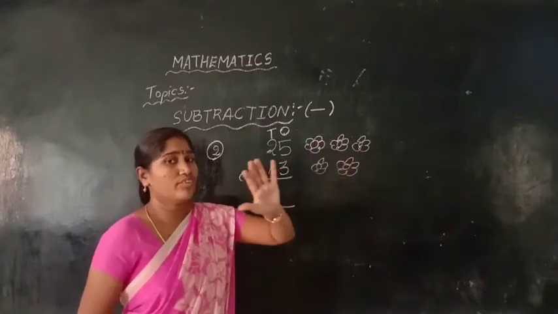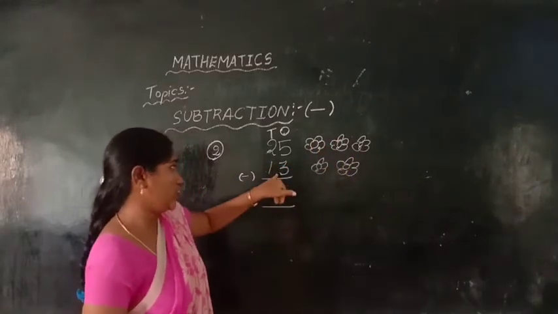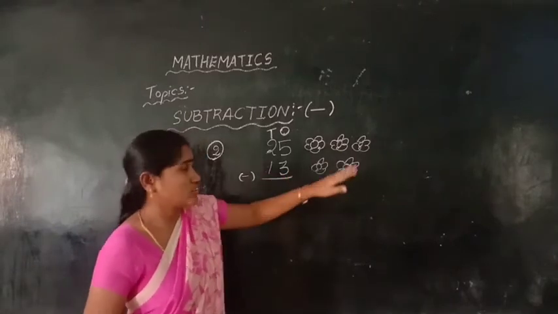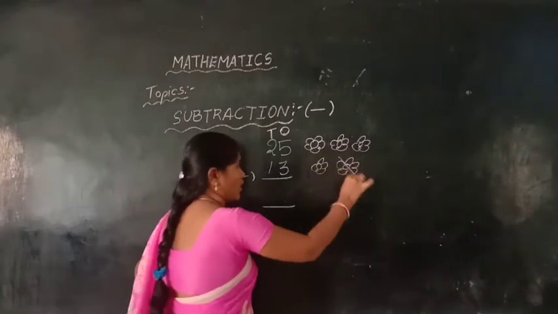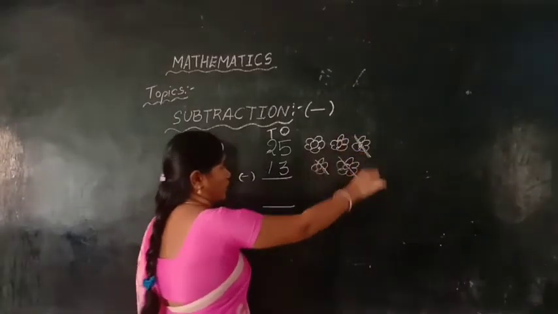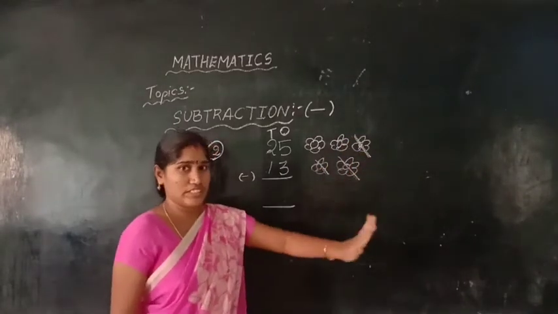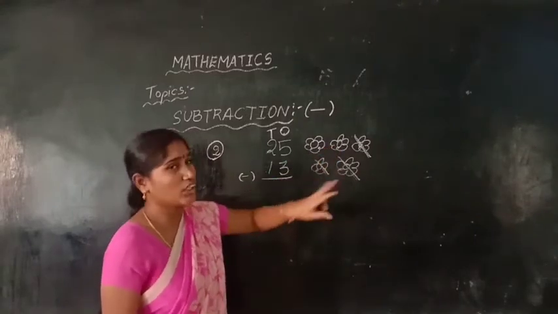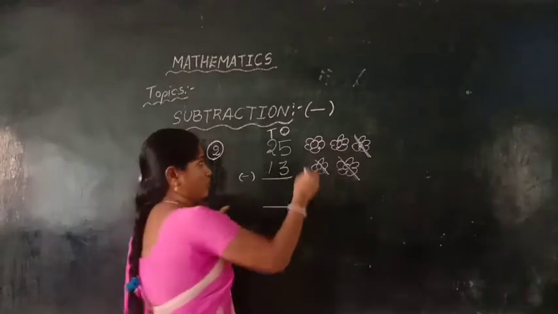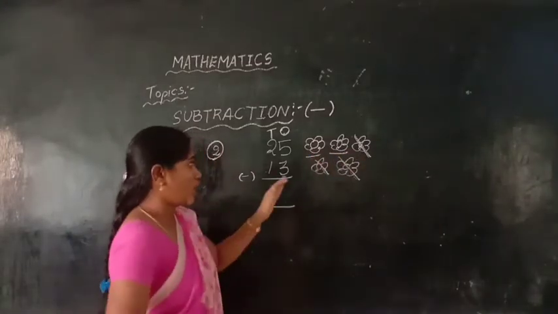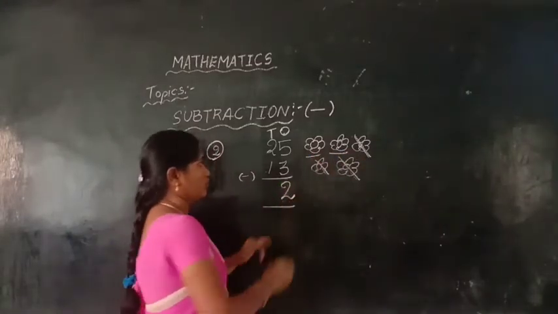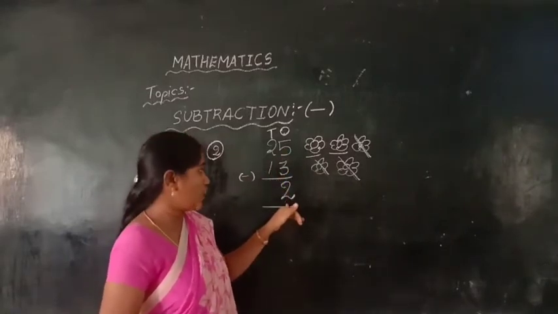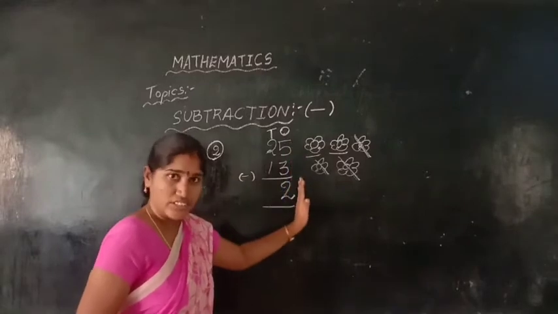Now, how many flowers will we cross? See here. Here is 3. Now, we cross 3 flowers. 1, 2, 3. Okay, 3 flowers are finished. Now, are any flowers remaining? Yes, there are 2 flowers remaining. 1, 2. So, the answer is 2. 5 minus 3 equals 2. Okay, children, we finished the 1 digit subtraction.